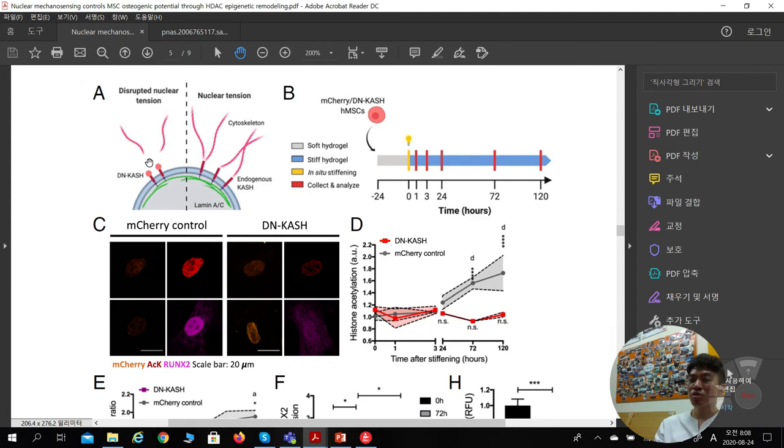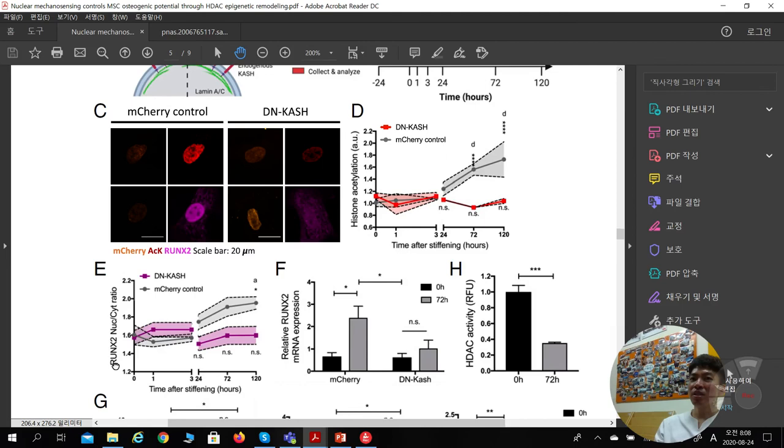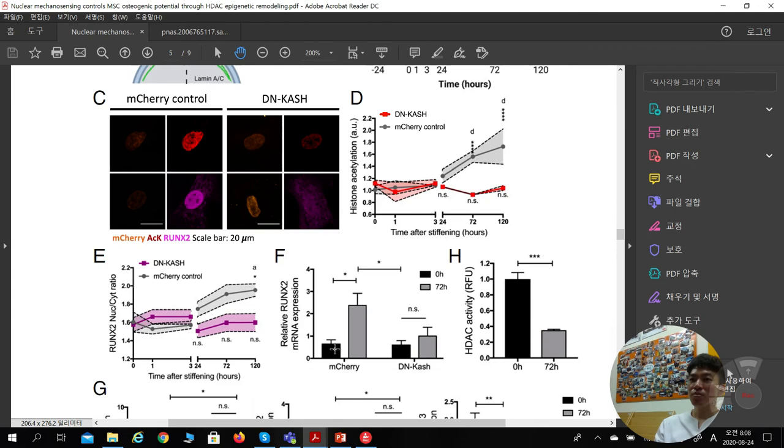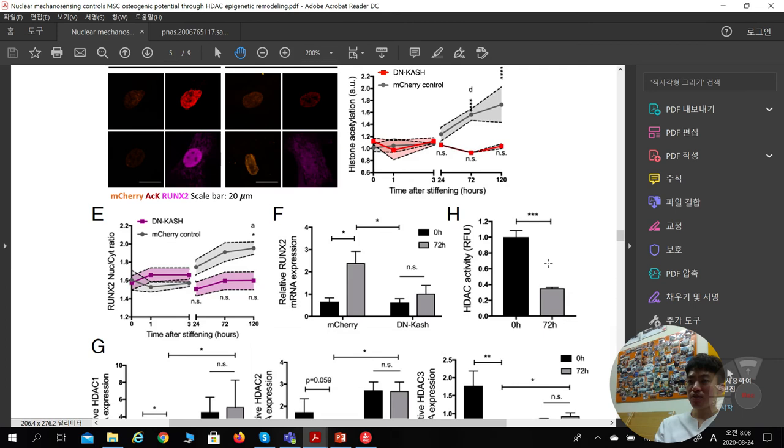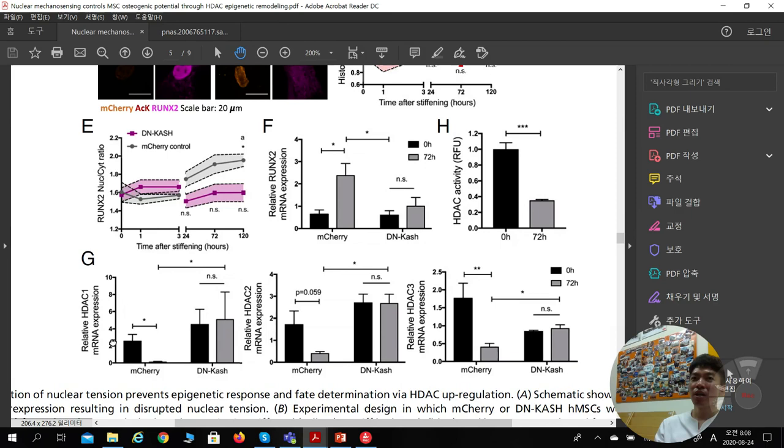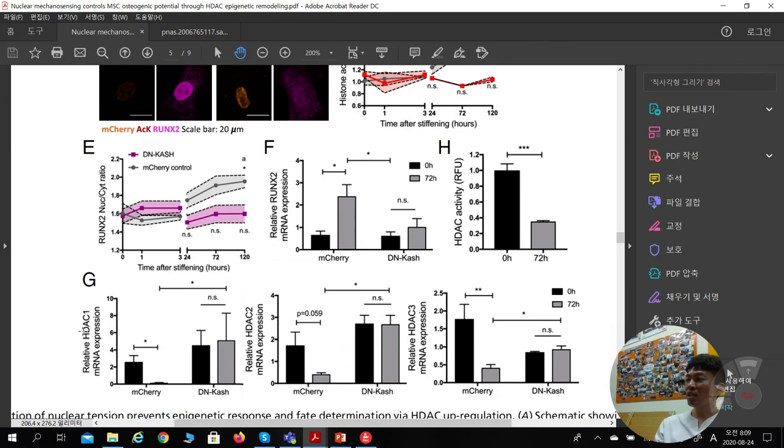Then laminase expression decreases, and in mCherry, the stiffening gel increases laminase, but DN cache shows no change. HDAC activity decreases. So they want to know how the HDAC related genes are expressed. HDAC decrease means more acetylation, okay? More acetylation, no change, more acetylation, no change, from HDAC 1, 2, 3. And then they check HDAC activity using a luciferase assay, and it decreases.